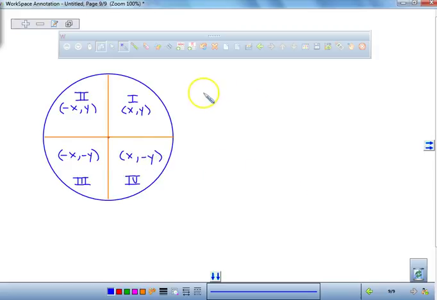So what I'd like you to do, if the sine of theta compares your y value over your r value, where is it always going to be positive? Which quadrants is the sine of theta always going to be positive? Where's the y values always positive? 1 and 2. So you need to understand you're going to have an answer in quadrant 1, and you're going to have an answer in quadrant 2.